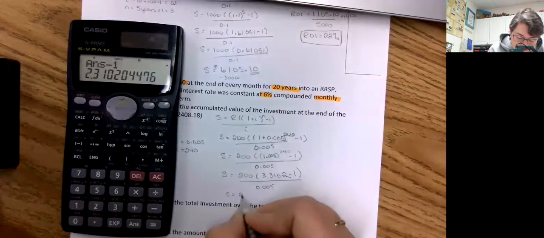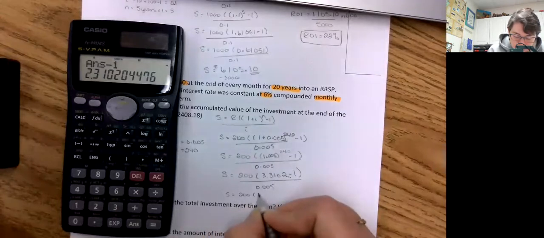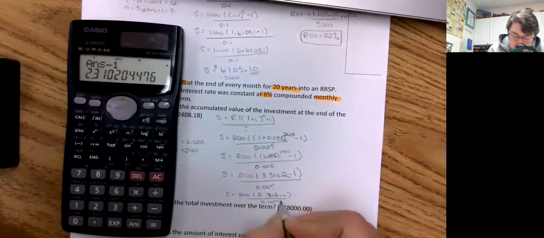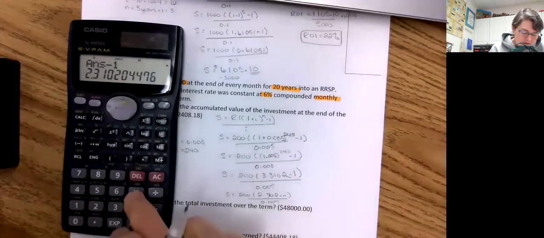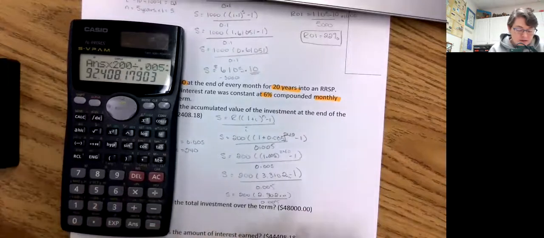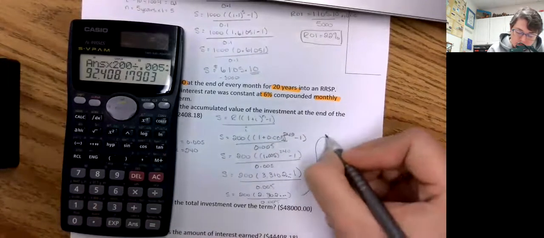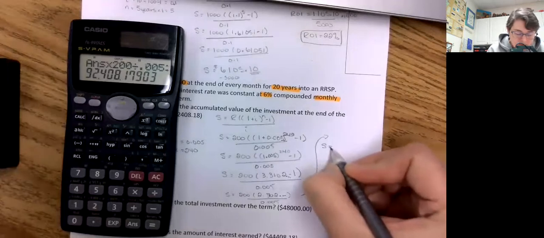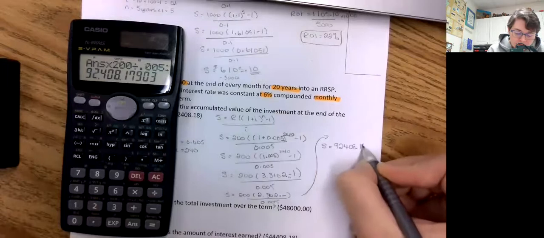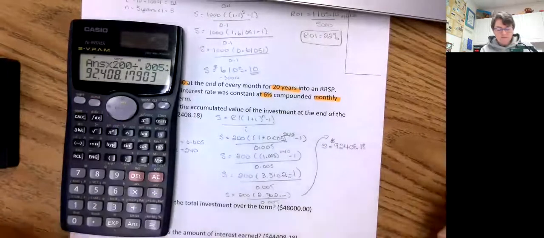S is equal to 200 times 3.3102 dot dot dot, over 0.005. All right, so now I can go times 200 and divide by 0.005. Don't lose the zeros. And suddenly my answer makes sense again. S is equal to 92,408.18. And there we go.